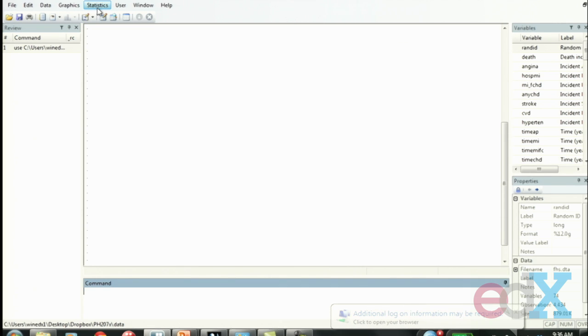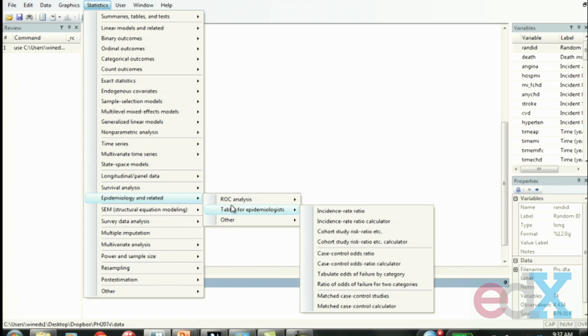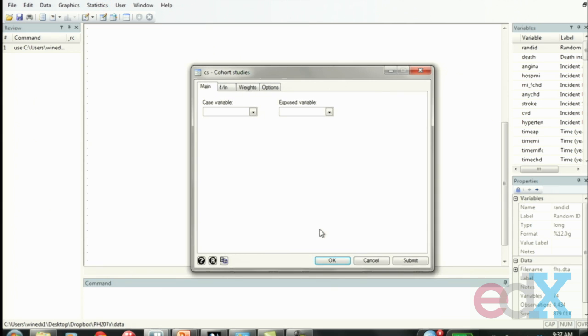Okay, so now that we're in STATA, first you want to go to the Statistics menu and just click on that. And then we're going to go about 2/3 of the way down to this Epidemiology and Related option. Then we're going to go over to Tables for Epidemiologists, and then we're going to go over to Cohort Study, Risk Ratio, etc. And a risk is similar to a cumulative incidence. So just click on that. And we have this window pop up that has a few options.